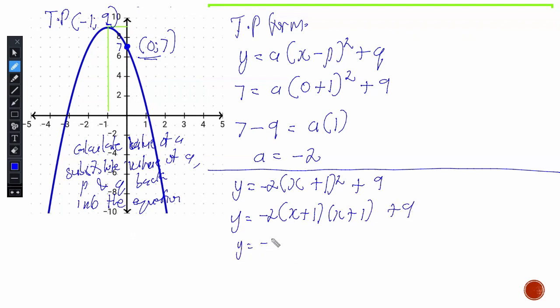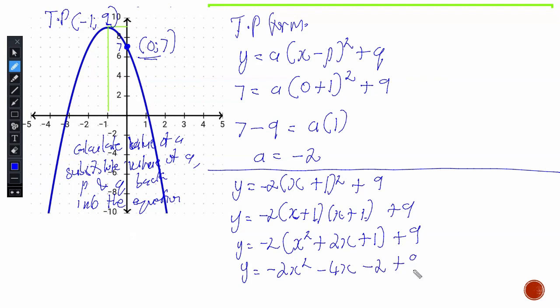And then you FOIL here. x times x is x squared. x times 1 is x, and 1 times x is x. So we're going to have 2x as our middle term. 1 multiplied by 1 is 1. And then +9 like this. So this is y. Now you can multiply inside with the -2. That's -2x squared minus 4x, and then -2 plus 9. And then our equation is -2x squared minus 4x, and then plus 7.